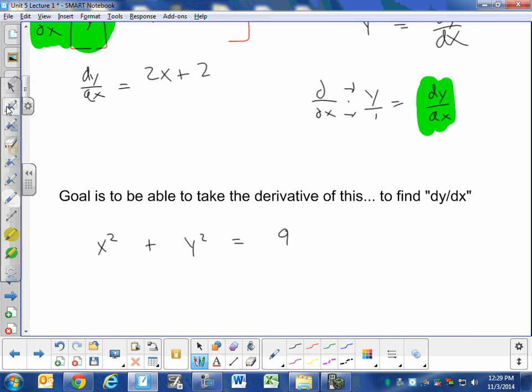Okay? Our goal is to take the derivative of this and find dy dx. Well, if I did that, the step would be this. Right? If I want to take the derivative of something, you take the derivative with respect to x of it. This would be 2x. Over here on the right side, the derivative of 9, what would that be? The problem is, what is this? Right? dy squared over dx is a great guess. Maybe it's dy with another y. Let's figure that out.